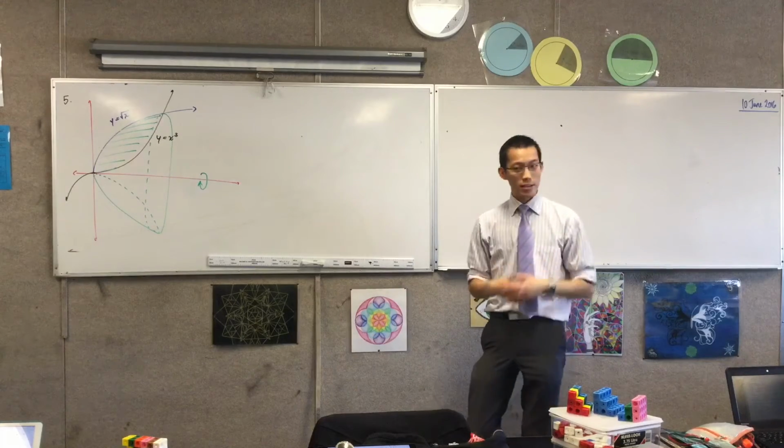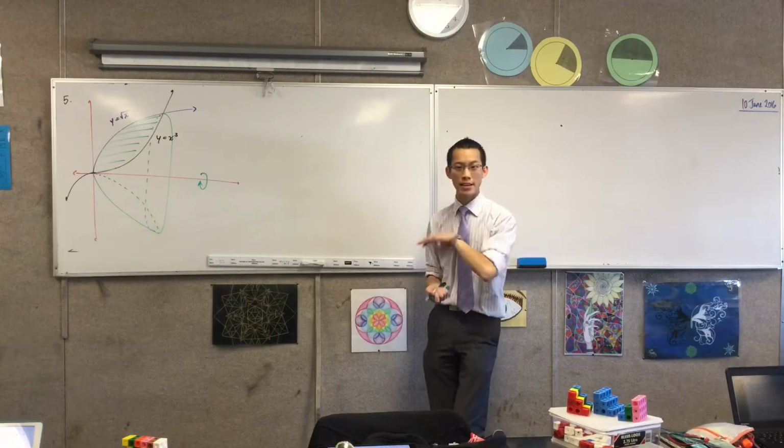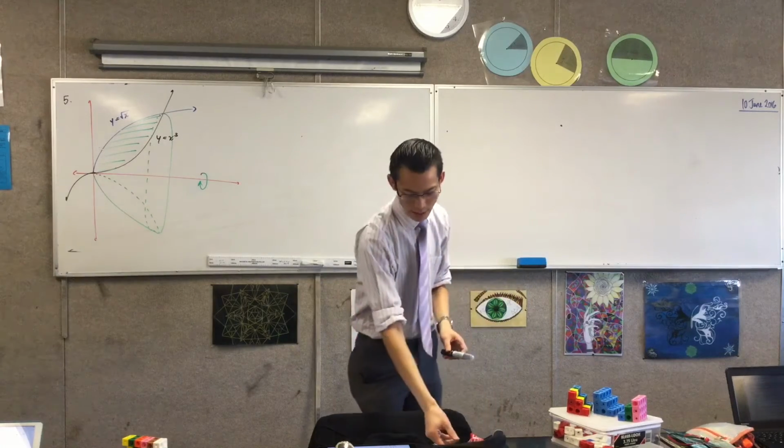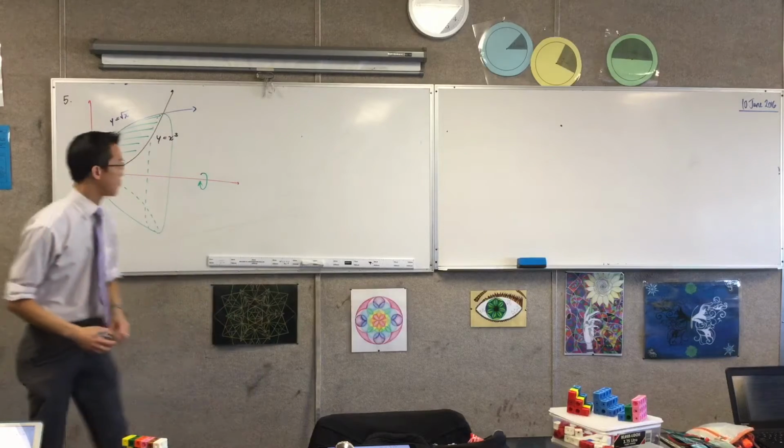I want to do this by cylindrical shells. Clearly, I could do this by annular slices as well, but I'm trying to rehearse this new skill. So, here's what's going to happen.